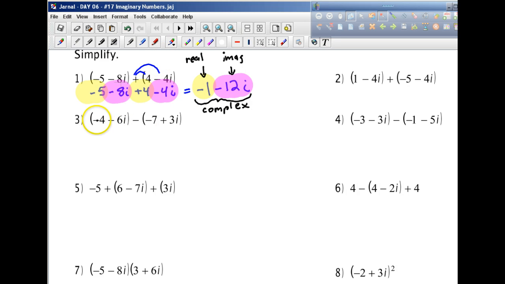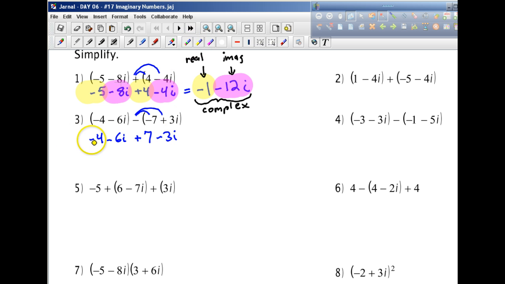Alright, good. More of the same. Let's just keep going. This time you see there's a negative. So we got negative 4 minus 6i. It doesn't change, but now when we distribute the negative, we get plus 7 minus 3i.